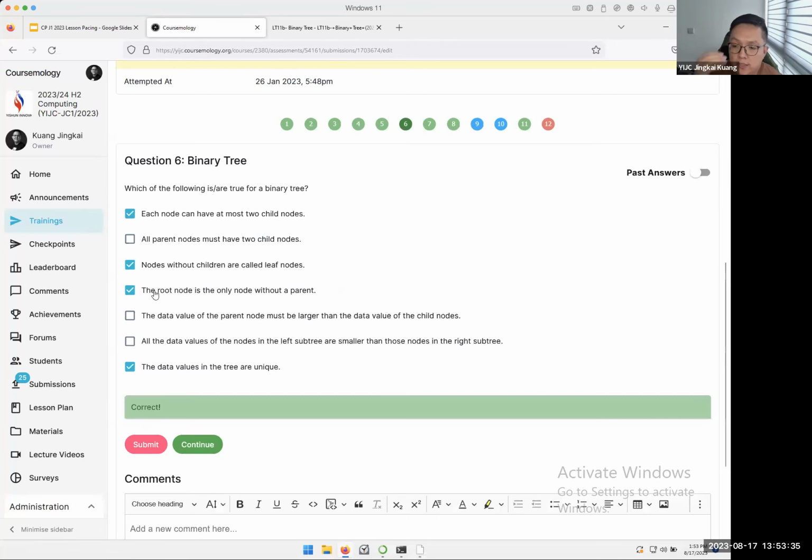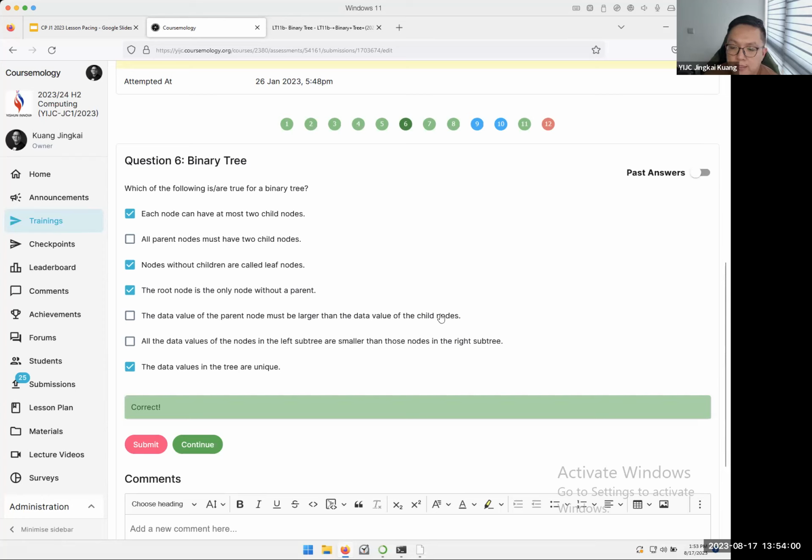The root node is the only node without a parent. I think that one is quite straightforward. The data value of the parent node must be larger than the data value of the child nodes? For a binary tree, not necessarily. If you are not doing a binary search tree, your data can go in whichever way you want. Of course, you must have some kind of structure, but there's no requirement for this.